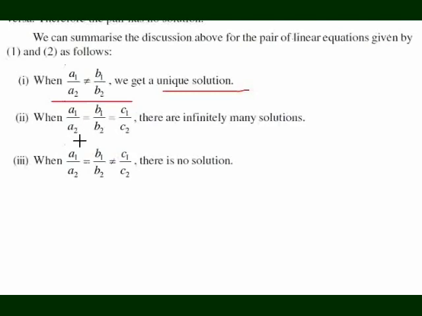If a1 by a2 is equal to b1 by b2 is equal to c1 by c2, then it means there are infinitely many solutions. And if the condition arises like this, a1 by a2 is equal to b1 by b2 not equal to c1 by c2, it means there is no solution.